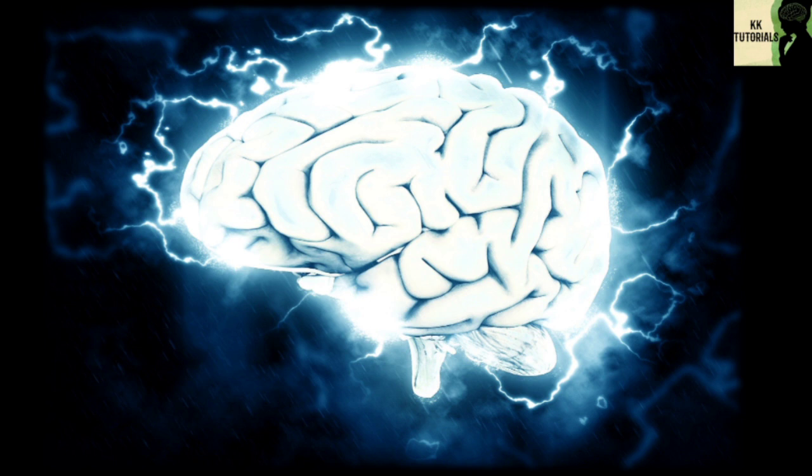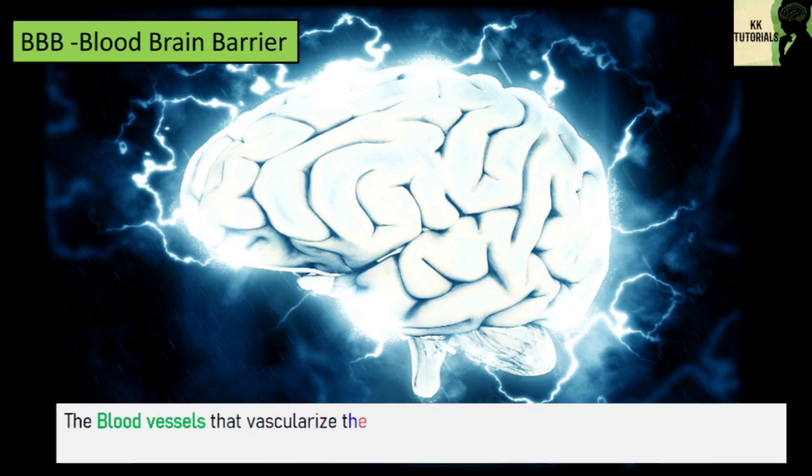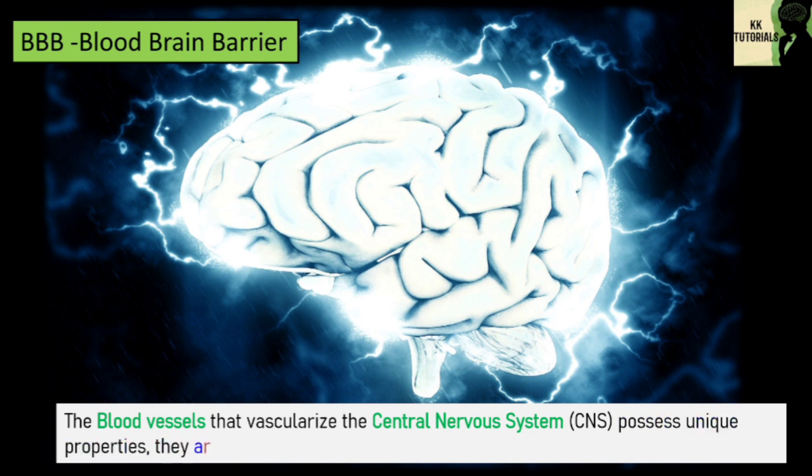Let's move towards another terminology, that is BBB, blood brain barrier. So basically what is this BBB? We all know that blood vessels are critical to deliver oxygen and nutrients to all tissues and organs throughout the body. The blood vessels that vascularize the central nervous system possess unique properties. They are termed as blood-brain barrier.